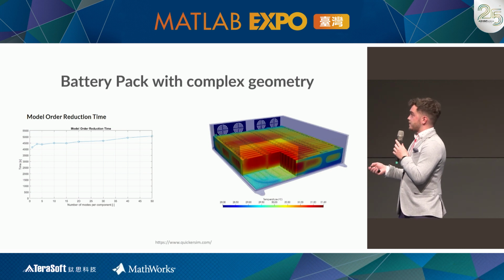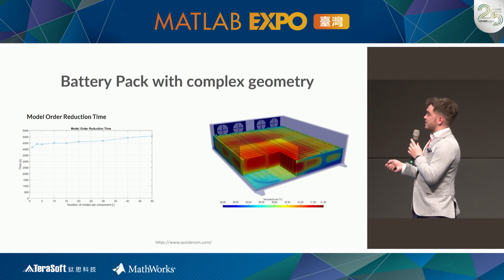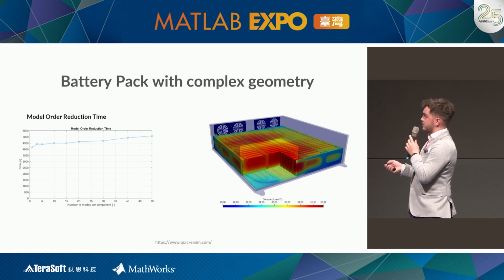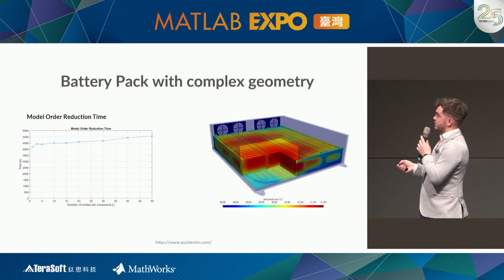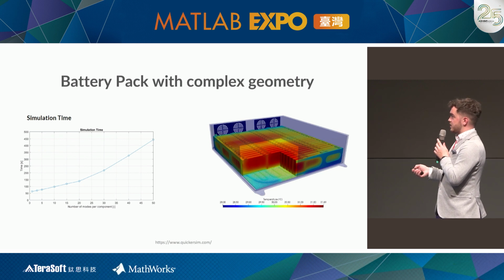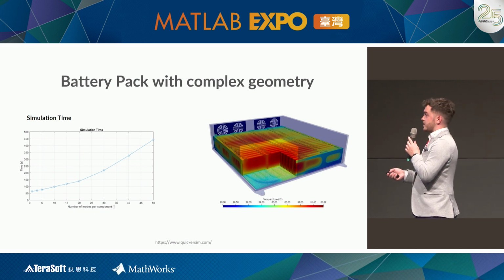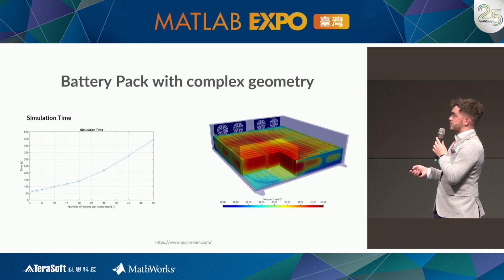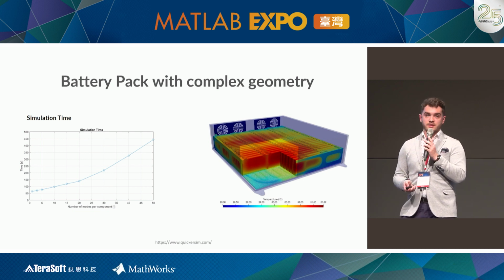So going back here, you can see that the number of modes has a slight effect on the model order reduction time, but it's not very much. For example, here with just 5 modes we have 450 seconds, and then at 50 modes we have 500 seconds. However, when we go to the simulation time, you can see that the simulation time rises drastically with the number of modes. But as I've said earlier, we usually just need about 10 to 20 modes for the simulation to give you good results.